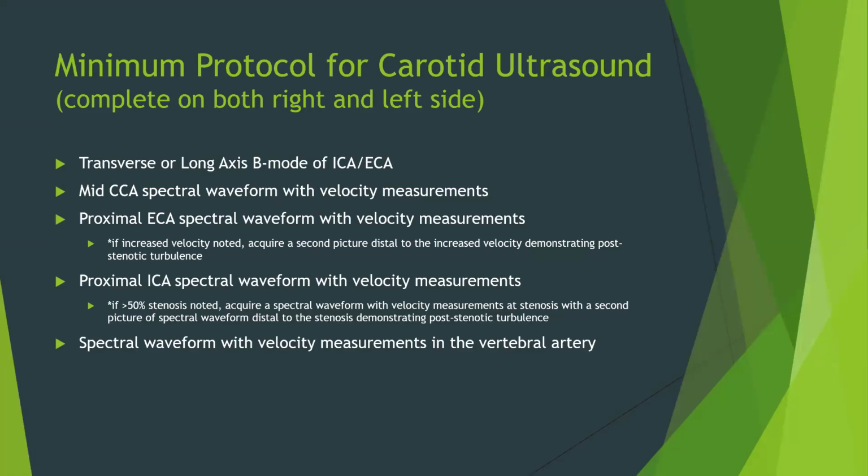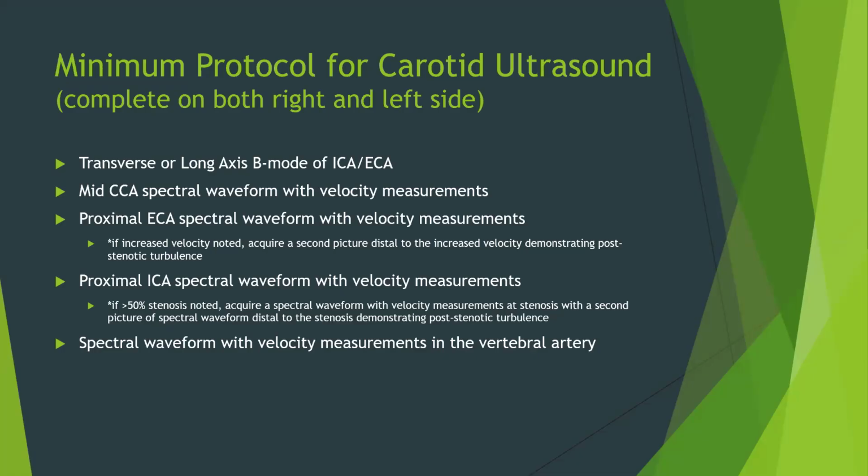So let's talk about a minimum protocol for a carotid ultrasound. Like I said, I really like for our ratios to get that mid CCA ratio. So that's why I have that mid spectral waveform with velocity measurements in that CCA. So let's get a transverse or long axis picture first of our ICA, ECA. Then we'll get that mid spectral waveform with velocity measurements. Okay. We'll get a proximal ECA waveform with velocity measurements, a proximal ICA with velocity measurements, and then a spectral waveform with velocity measurements in the vertebral artery.